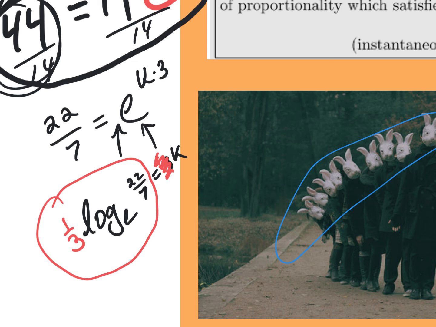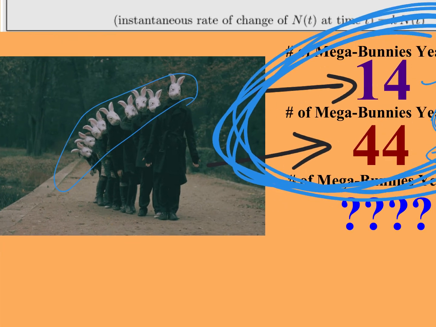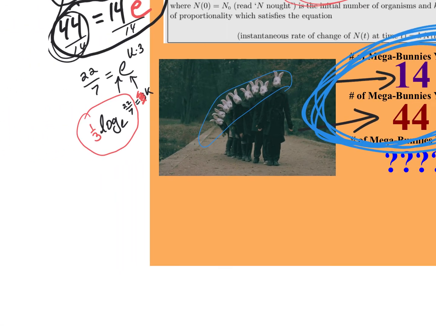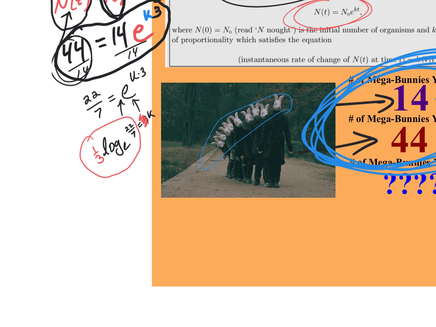Now, here's the tricky part. We now have what k is, but we don't have the final answer. Is the final answer k? No, the final answer is how many mega bunnies there would be in year 8. So now we have to go back and do the problem again, except we know what k is. So what do you start with? The formula. So N of t, everybody write the formula down. I'm telling you, if you don't have the formula written down and then stick the things in it, you're going to screw this up.